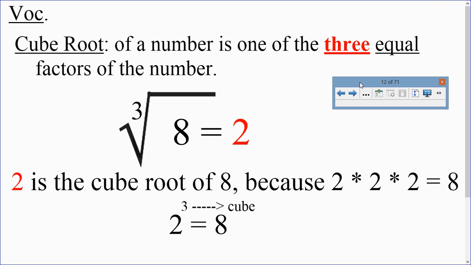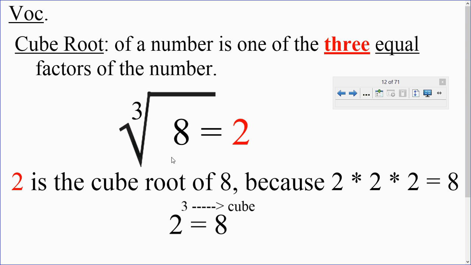I'm going to now talk about a different type of radical, which is called the cube root. The cube root of a number is one of three equal factors of the number, where we have the cube root of 8. And that 3 has a name we're going to talk about, and it is equal to 2. 2 is the cube root of 8 because 2 times 2 times 2 is equal to 8. We call this cube root.